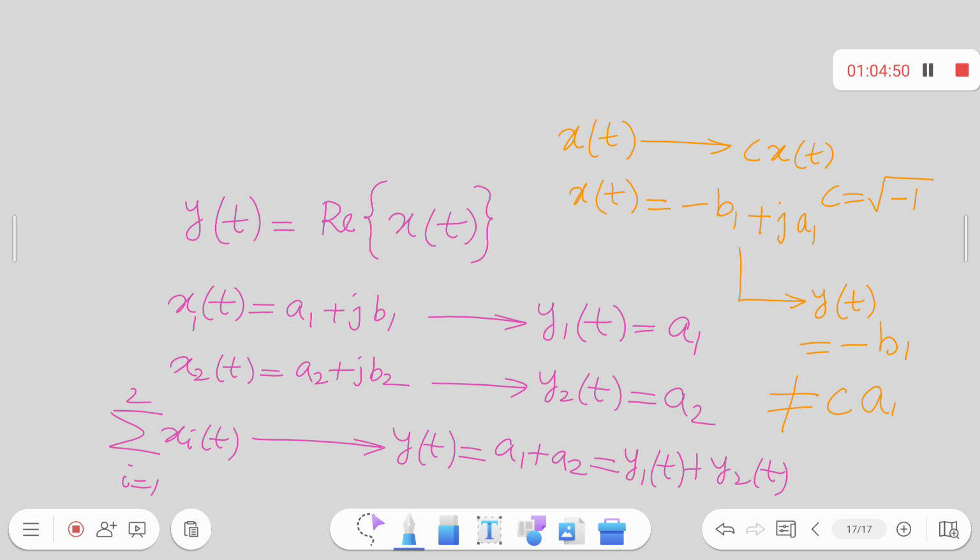Because there is one example, one counter example. When your constant c is equal to square root of minus 1, j, then the homogeneity property doesn't hold good. So this system is not a homogeneous system. Although it's additive, the final conclusion is that this system is a non-linear system. Non-linear because additive but not homogeneous.